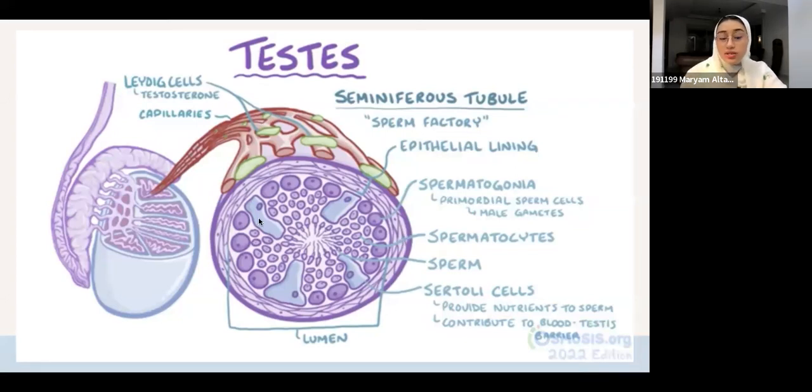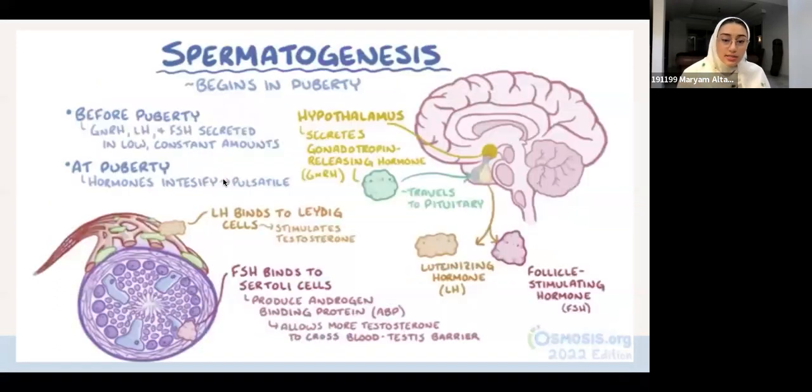So those are just the two key cells you guys need to keep in mind. You need to know that your Leydig cells are on the outside. They might ask you in a histology-based question where each cell is. Your Leydig cells are on the outside with the capillaries. They produce testosterone. Inside, you have your Sertoli cells that provide nutrients to the new developing sperm and contribute to the blood-testes barrier. Right? So those are in our testes.